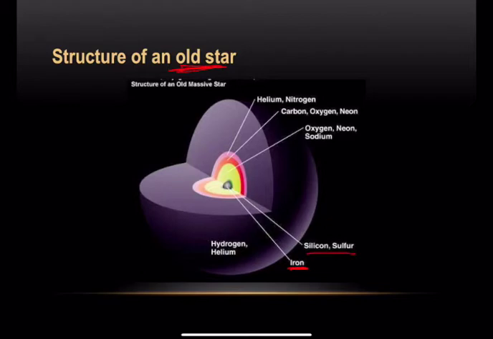Above that, we're going to have slightly less dense silicon and sulfur. And above that, less dense oxygen, neon, and sodium. And everything becomes lighter as we go to the outside, up to hydrogen and helium. So that's an old star.